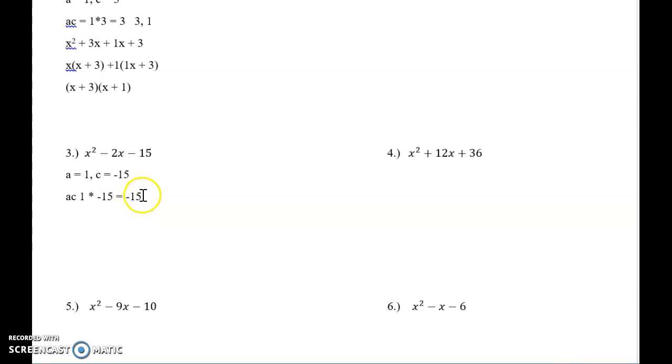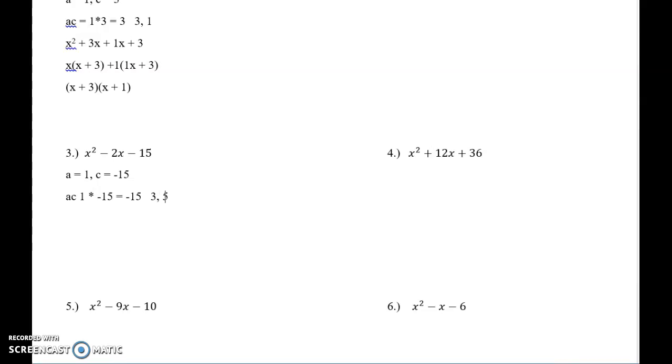So I need 2 numbers that multiply together to be negative 15 and add together to be negative 2. Well, I have 2 choices. 1 and 15 multiply together to be 15, and 3 and 5. So 1 and 15, if I subtract those, because my signs have to be different, I'm going to end up with 14. 3 and 5, well, that's going to give me the 2 that I need.